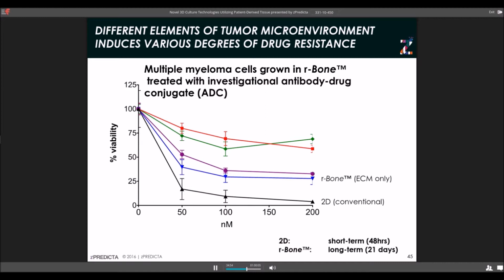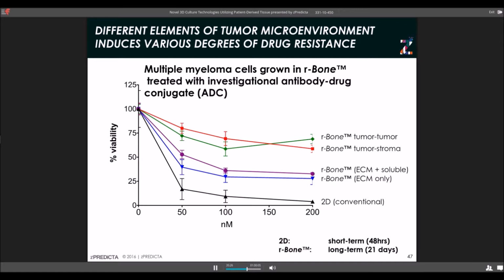And over time, you can see treatment still had an effect, but there is a significant element of resistance now coming from the extracellular matrix. Now, when we added the soluble environment to the extracellular matrix, drug resistance increased over what is contributed by the extracellular matrix. And then finally, looking at tumor-tumor and tumor-stroma interactions within the full Arbone environment induced an even more significant resistance to the cells.